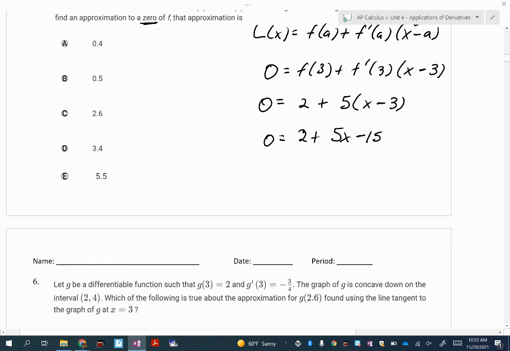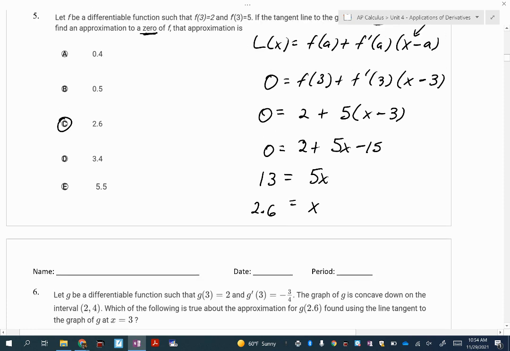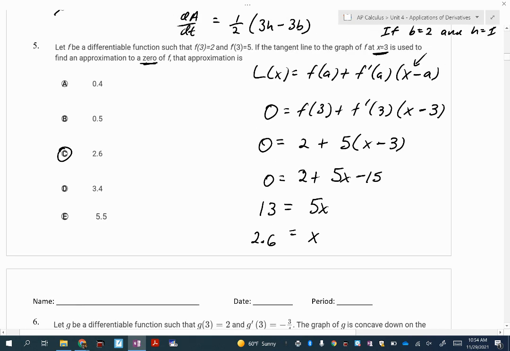If I move over my non-variable stuff, I get a negative 2 when I go over there and a positive 15, so that's going to be 13. All right, so whatever 13/5 is, let's see what 13/5 is. 2.6. All right, so that's number 5. Number 5 is C.